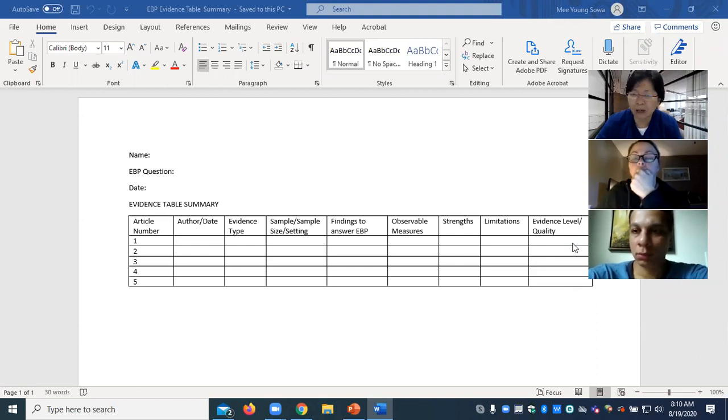If you have no idea how to grade, you can email me, I can help you. And for quality, if you don't know high, good, or low, you can just put the middle one, okay? Evidence level should be really obvious. If you choose randomized control, it is level 1. If you choose really good experimental studies, level 1.